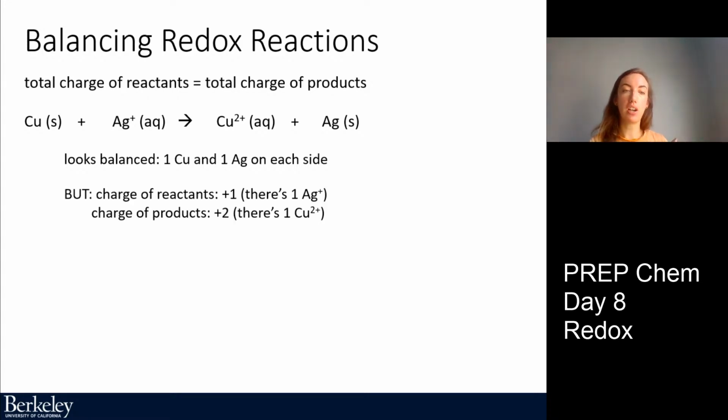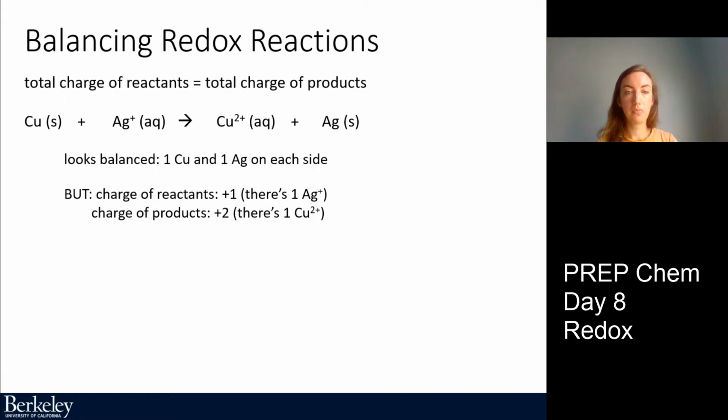However, if I look at the charge, copper is uncharged on the reactant side, and Ag has a +1 charge, and there's only 1 of it, so we have a +1 charge on the reactant side. And then on the product side, copper is at 2+, and there's only 1 of it, so we have a +2 charge on the product side. And that doesn't work. What that means is that our electrons are not balanced.